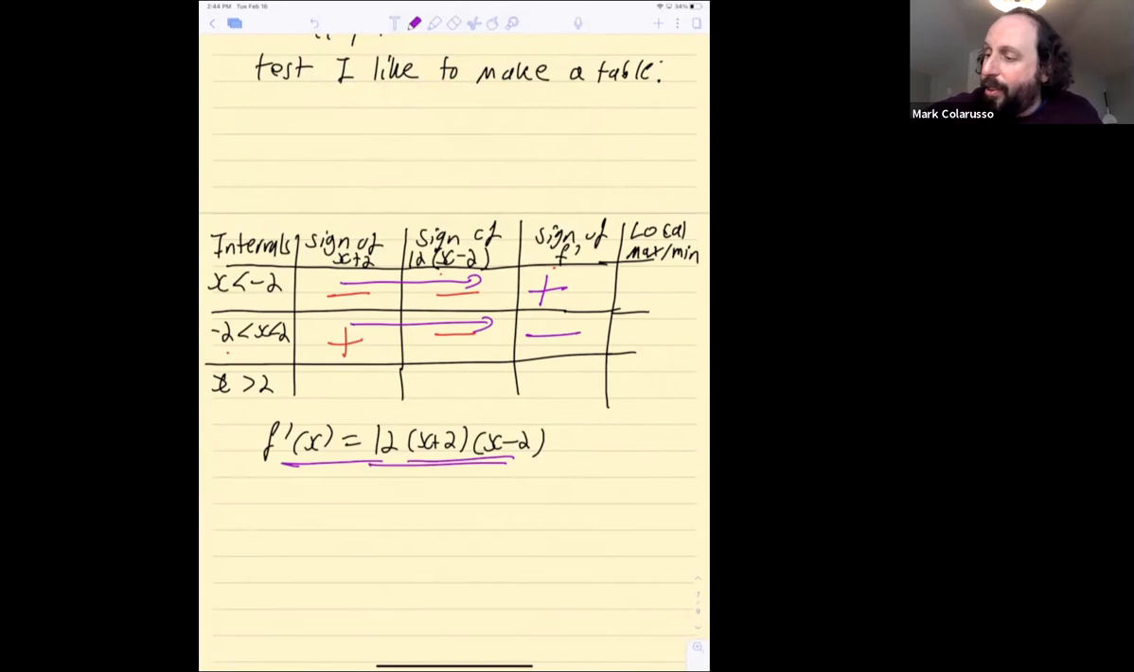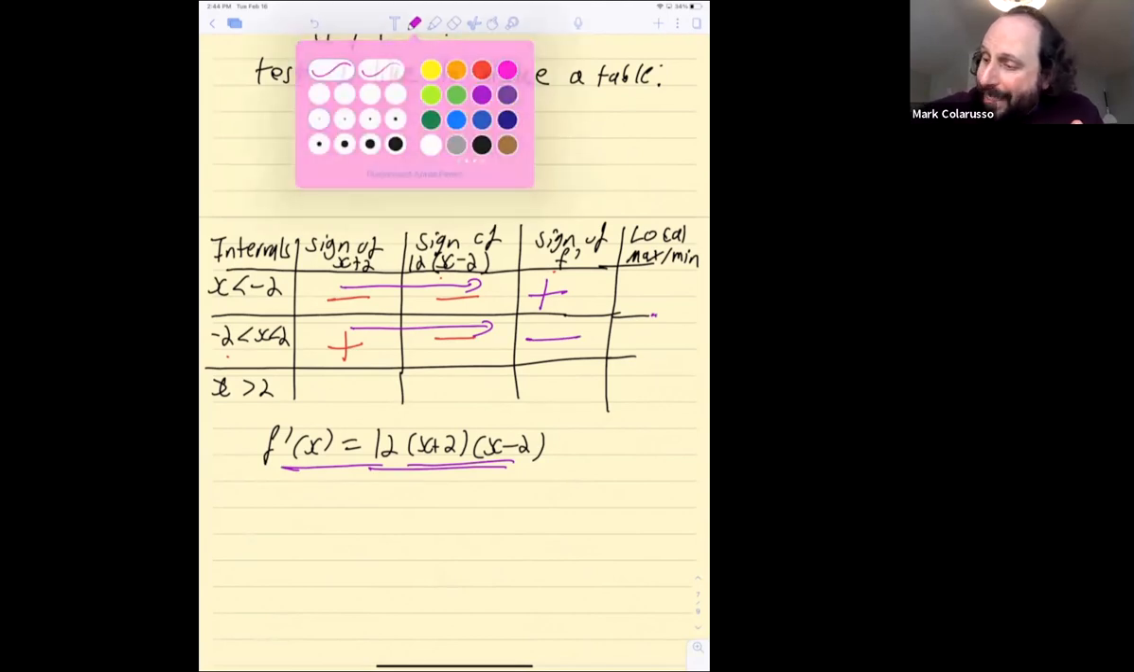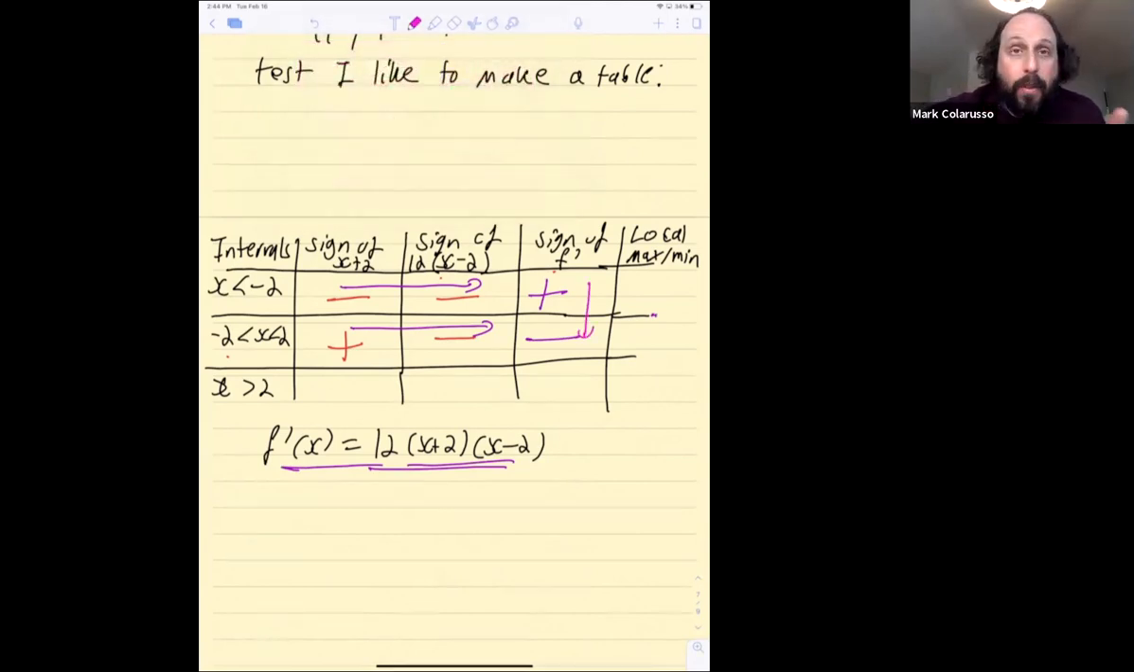So now I can fill in this last column. Reading down this column, as we move across minus 2, the sign of f prime switches from positive to negative. Positive to negative is a max. So x equals minus 2 is a max. I just write it there.